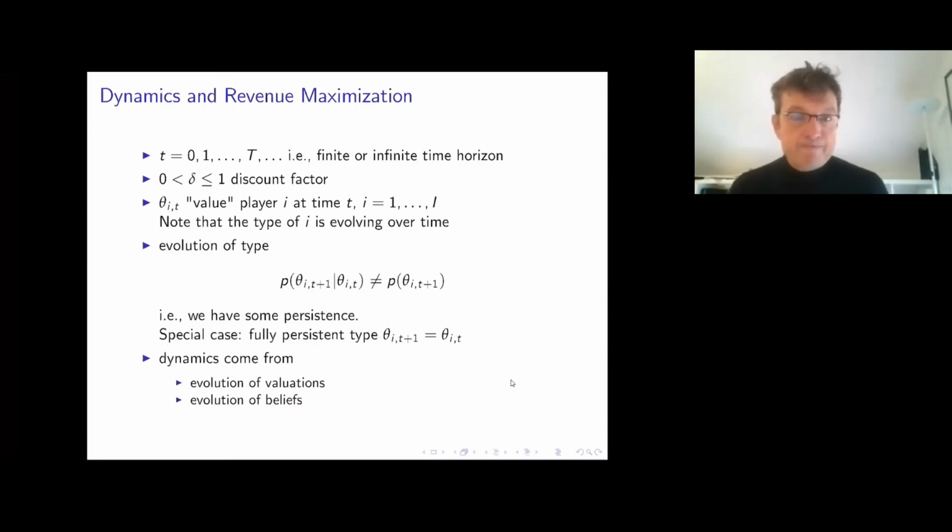And that can evolve over time. And again, it evolves according to a Markov process that tells us in period t how likely it is that in period t plus 1 we're going to have a different type. These probability distributions will be type dependent. And therefore we have some persistence. That is, we can't predict what happens unless we have the current information.